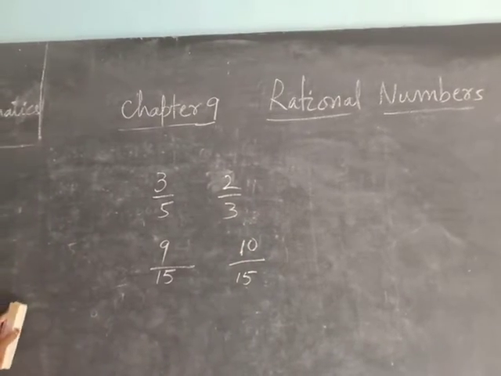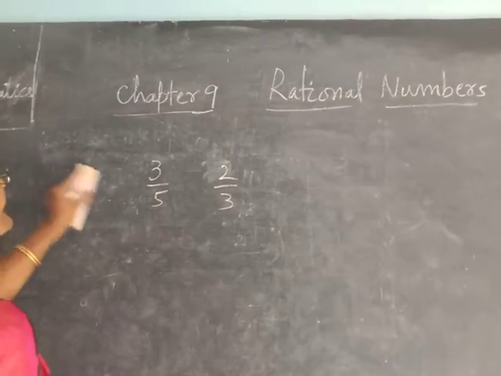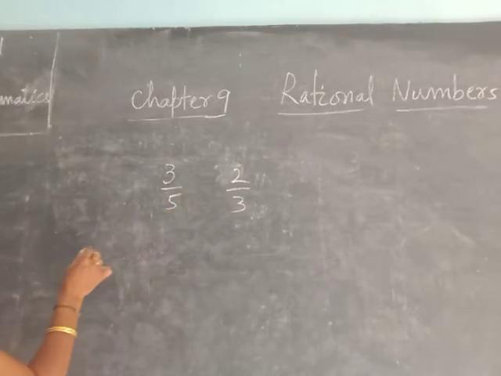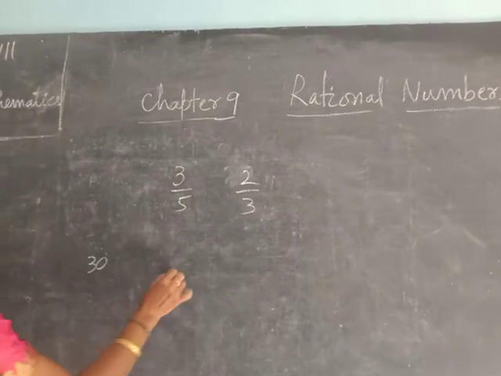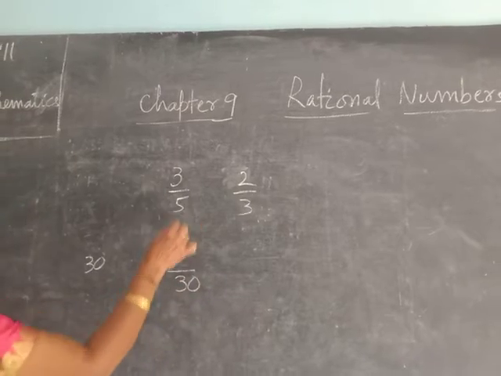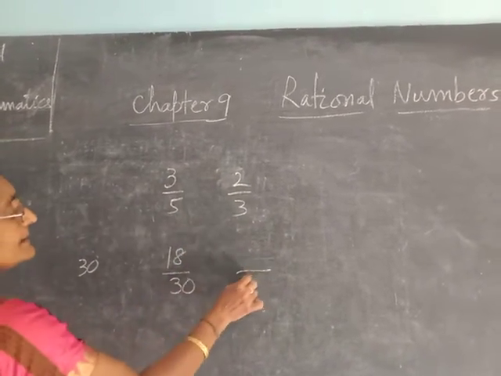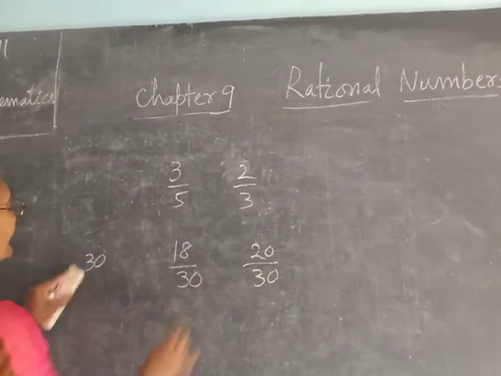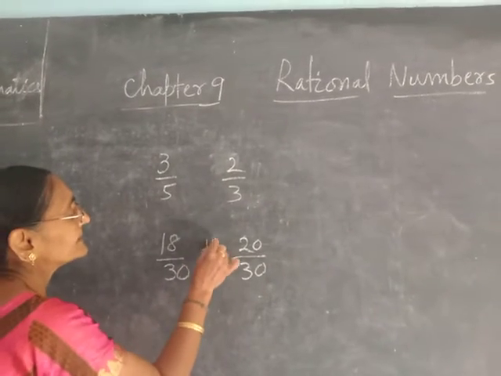So between them there is no number here, the same. Then what will you do? You will take the greater denominator, so you will take 30 as the denominator. The equivalent fraction has denominator 30. So what will come? 5 times 6 is 30, 6 times 3 is 18. Then here, 3 times 10 is 30, 10 times 2 is 20. Then what number comes between them? That is 19 by 30.